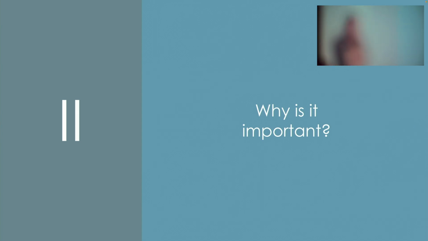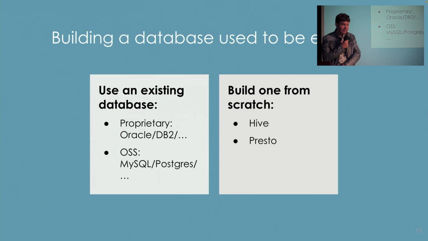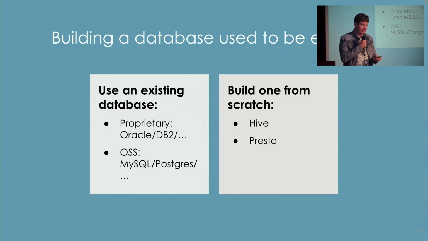And why is it important? So back in the day when you were building a database, you had two options, right? One, you could use an existing database, you could use a proprietary one like Oracle, and if you needed to scale, there was Oracle RAC that cost a lot of money and gave you a transactional distributed system, or open source with MySQL, Postgres, right? So either you use something or you build something from scratch, right? And that's what happened with Hive, with Presto, and you build everything from the ground up.